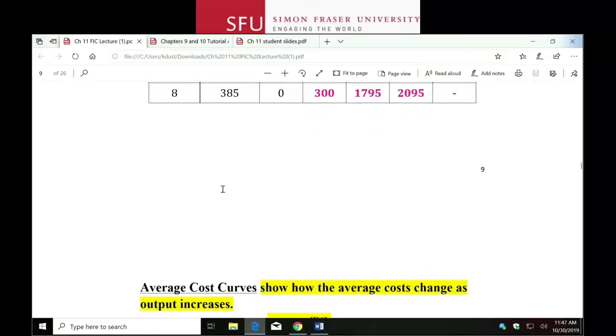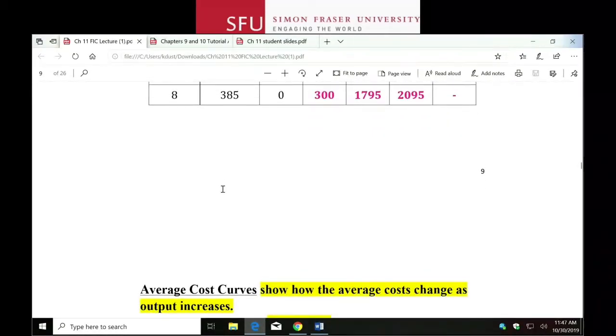Okay, so the next thing to talk about is calculating average cost. This will be important for determining your profit. Average cost curves show how the average costs change as your output changes.